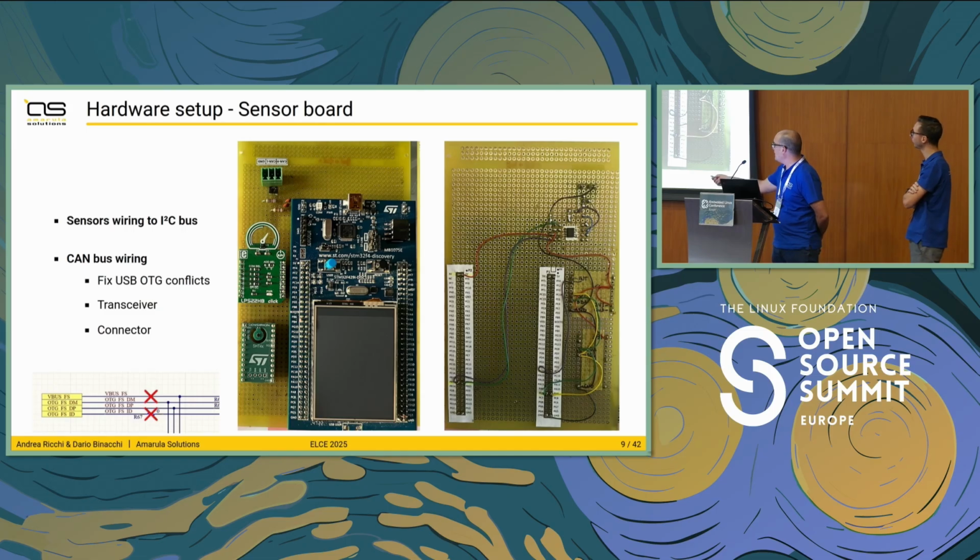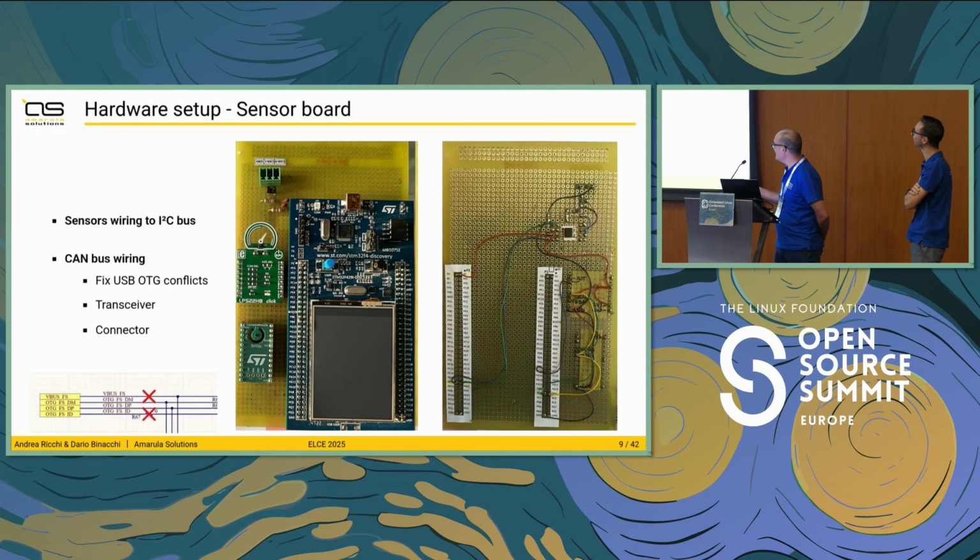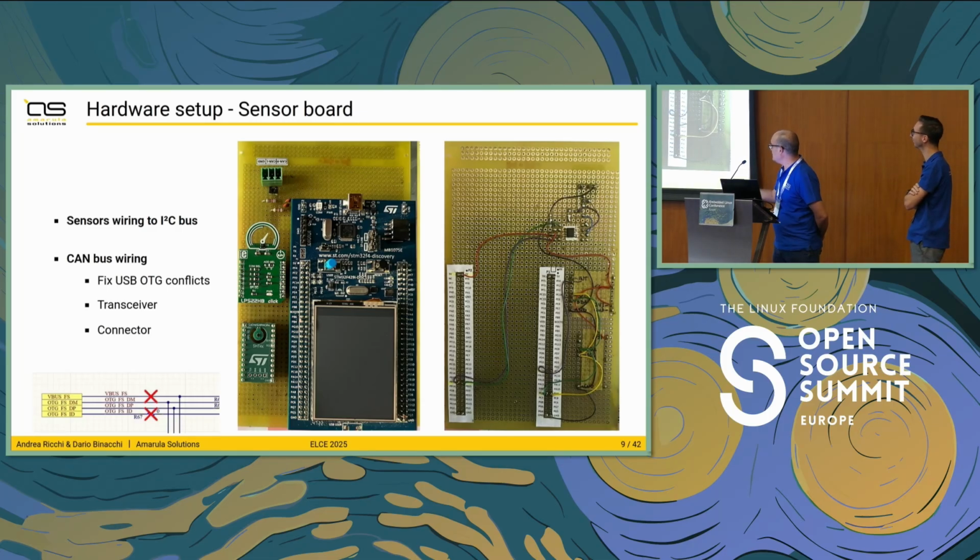As you can see in this part of the schematic of the disco board, the USB OTG pins are shared with the CAN pins. So we had to cut some lines to enable the CAN peripheral.